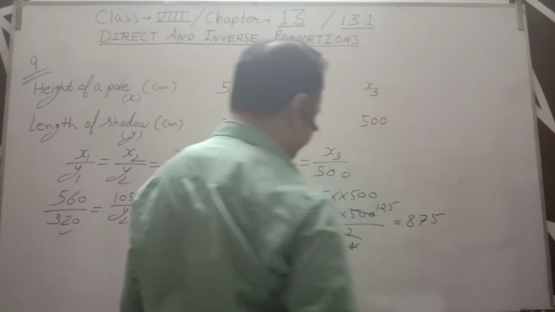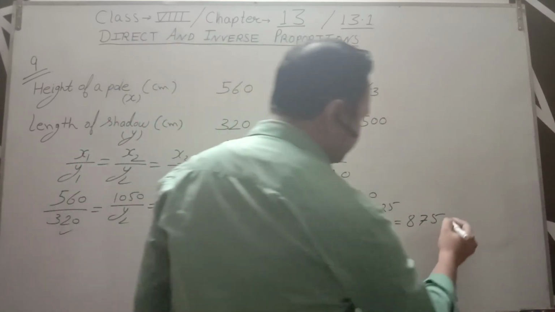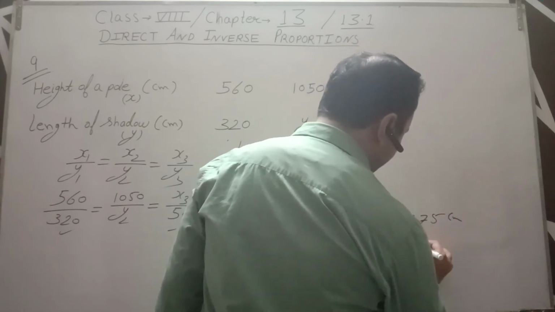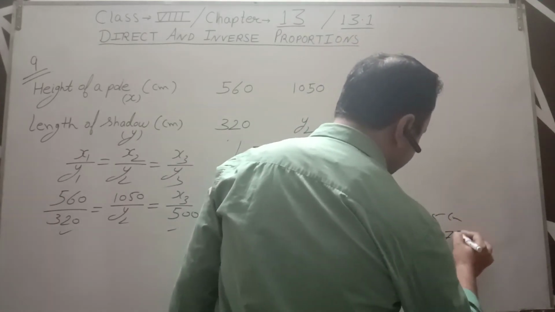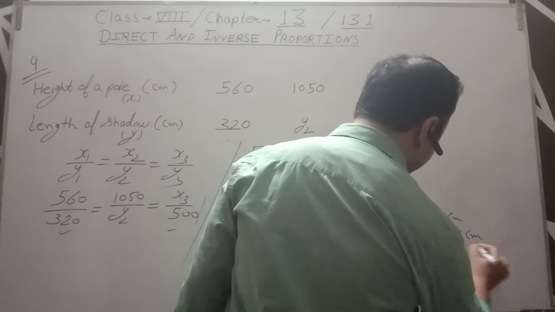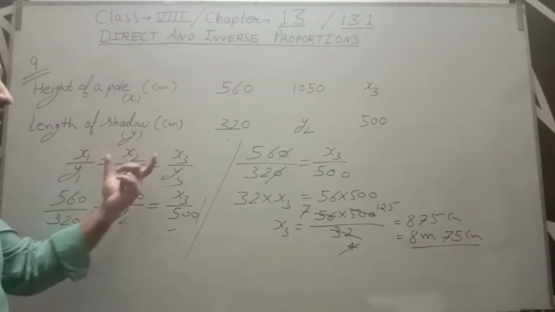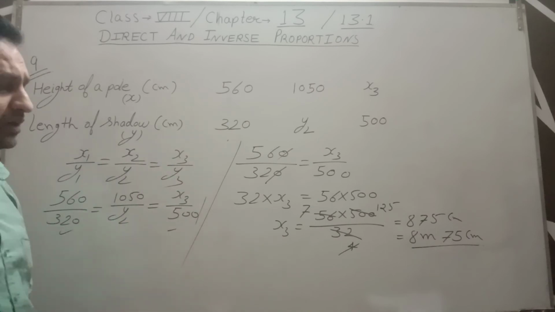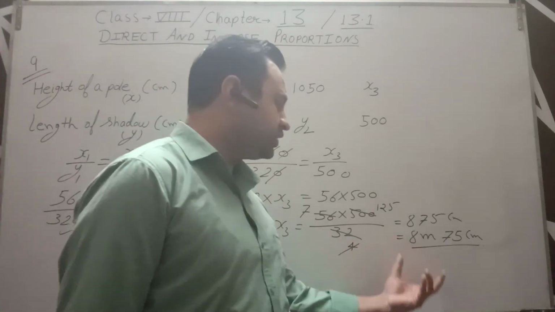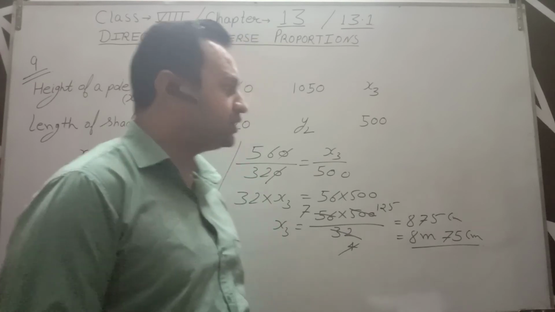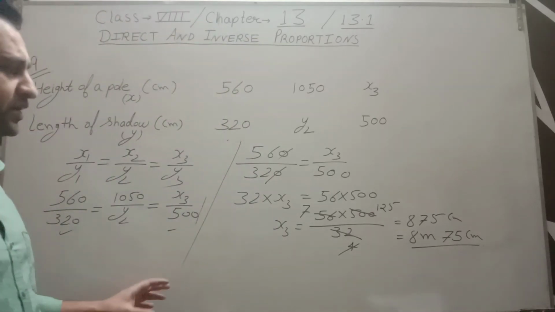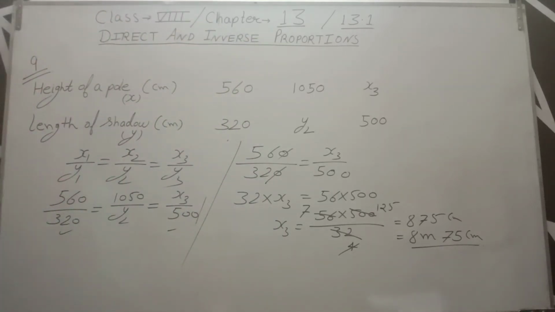875 centimeter. It means 8 meter and 75 centimeter. So if we have a pole whose shadow length is 5 meter, then the height of the pole is 8 meter and 75 centimeter. So I hope question number 9 is also clear. Just note down.